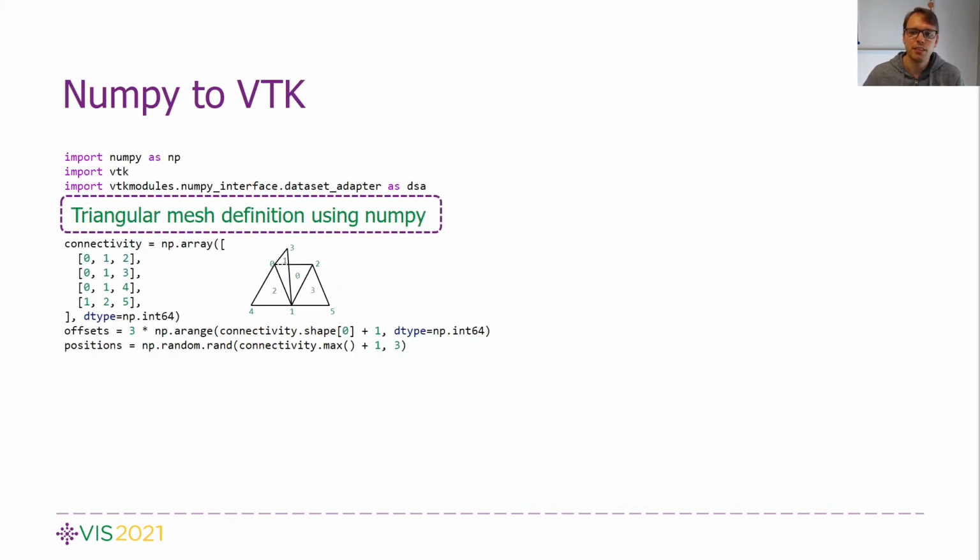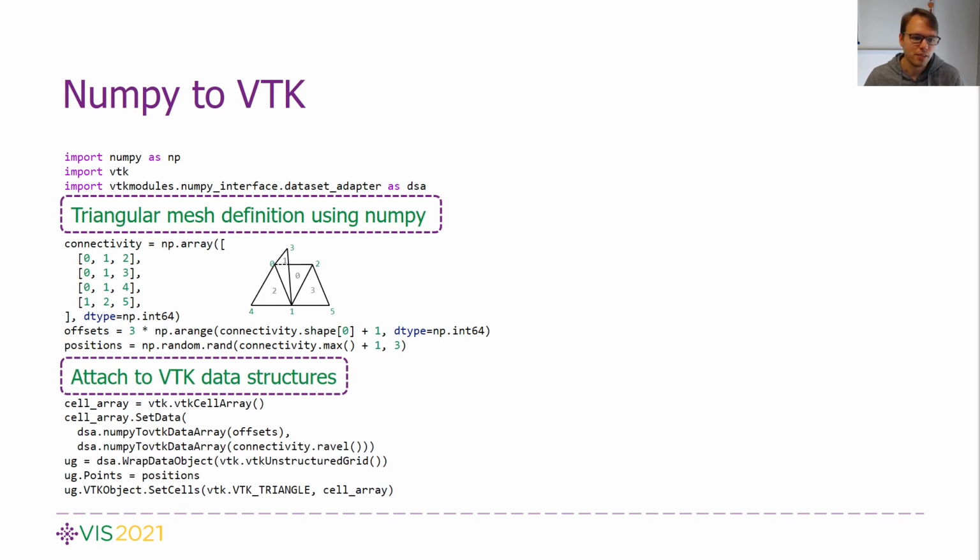VTK also comes with a NumPy interface, and this interface allows you to wrap any data that is stored in NumPy arrays into VTK data arrays. And this is useful for integrating existing code that might already use NumPy with TTK. I show an example here where we define a triangle mesh by its positions and connectivity in terms of NumPy arrays. We then wrap these NumPy arrays into VTK data arrays and attach them to a VTK unstructured grid.